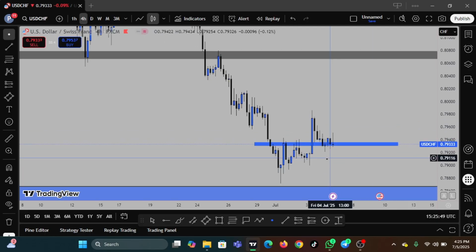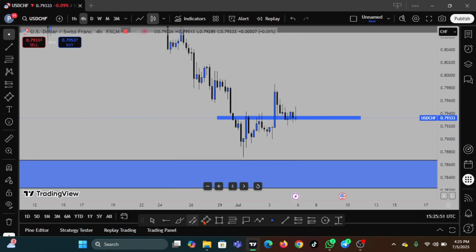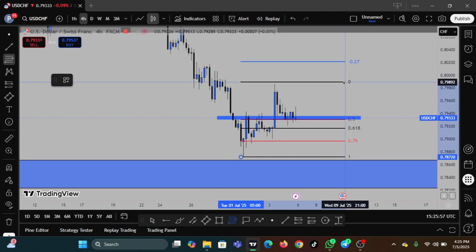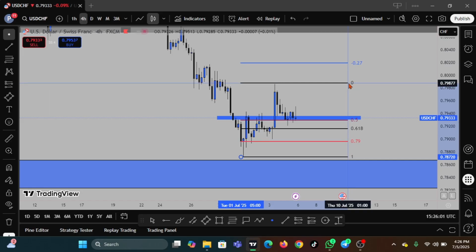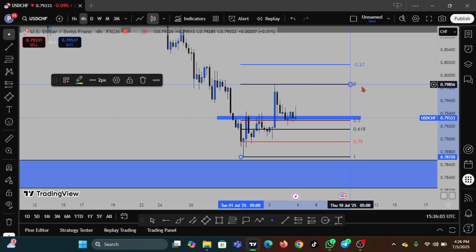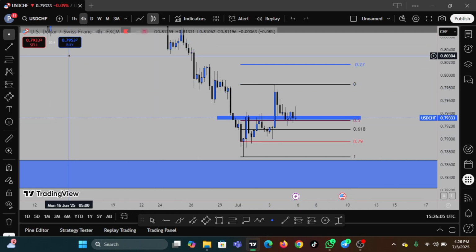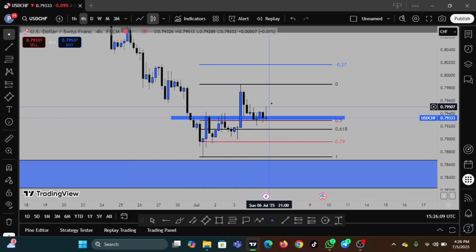So I can have that like this, and if I want to use the Fib, I can just use my Fibonacci from this low to this high. So that is price at the 50% Fib level, and we are rejecting from there. So our entry now, if you want to take our entry on this 4-hour chart, then we need to wait to see candle confirmation, or price may drop lower.